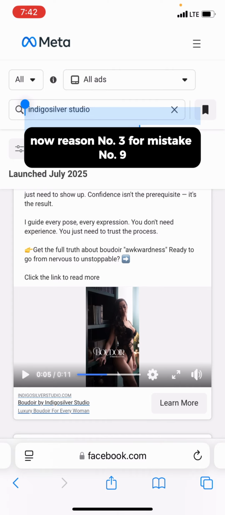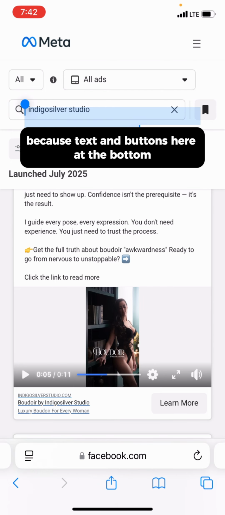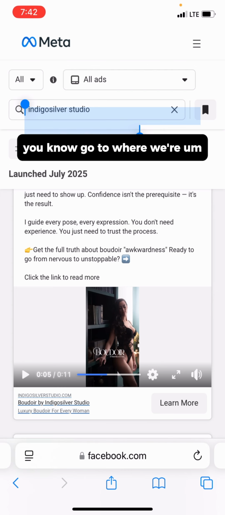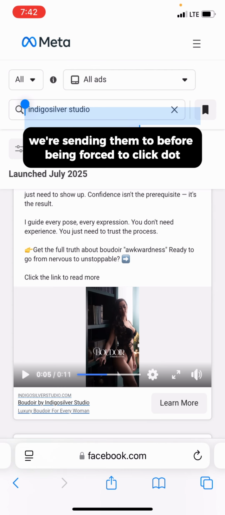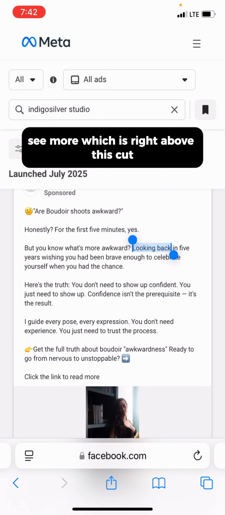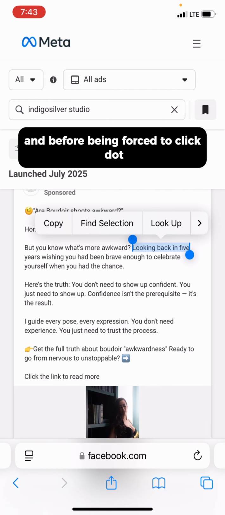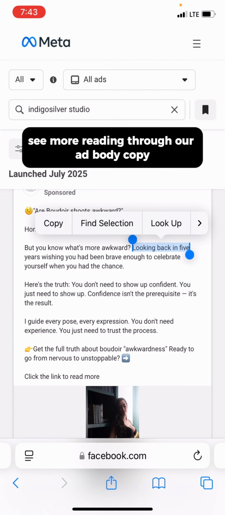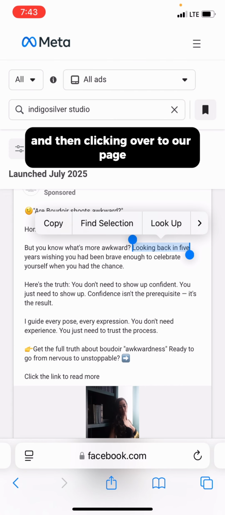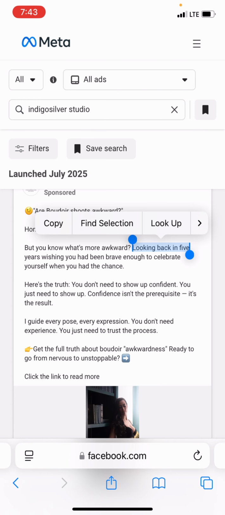Now, reason number 3 for mistake number 9, 80% of the reason for mistake number 9 is, this is the big one, because text and buttons here at the bottom enable women to go to the next page of our ad, go to where we're sending them to, before being forced to click See More, which is right above this, on line 3. And before being forced to click See More, reading through our ad body copy and then clicking over to our page after becoming fully pre-qualified.